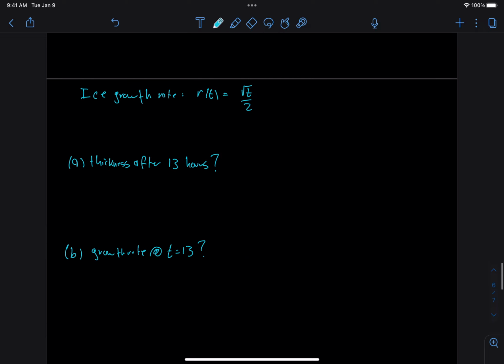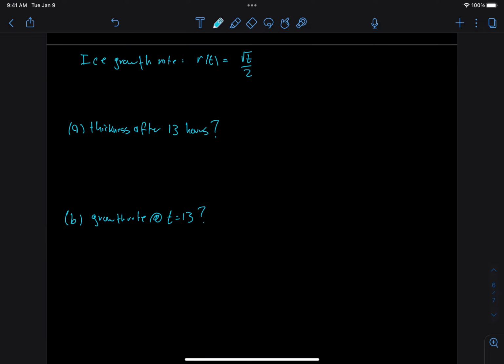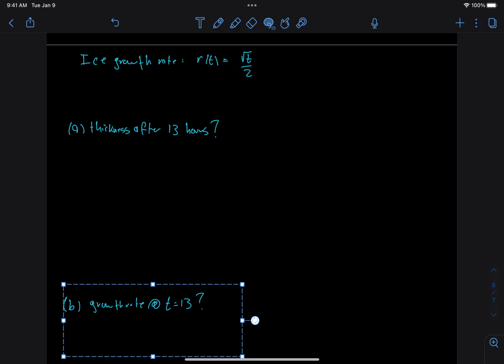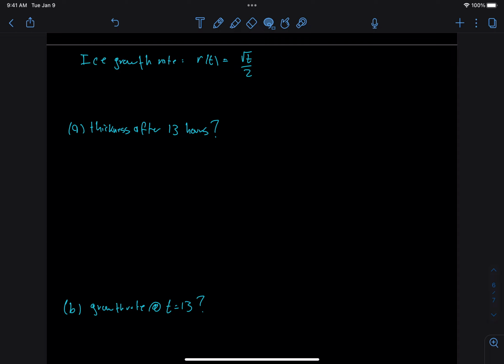Okay, so for the next one, it was regarding the ice problem from the homework. So we have that the ice is growing at a rate of square root t over 2 inches per hour. So we're supposed to estimate the thickness of the ice after 13 hours. So what we can do here, and let me move this one down, is recognize that we're asking something about the function T of t, which represents the thickness at time t.